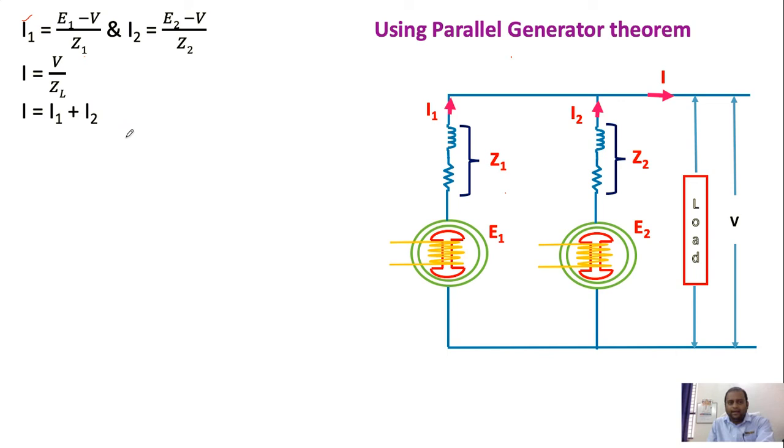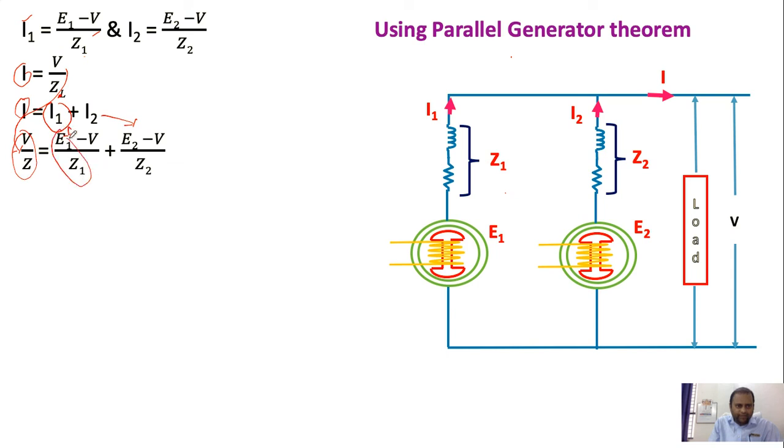And then V by Z. So instead of I here, you are substituting V by Z here. So just forget L, V by Z. And then I1 equal to this value, you are substituting over here, I2 equal to this value. Now what you do is, you write in individual terms, V by Z, E1 by Z1, V by Z1, E2 by Z2, V by Z2, and bring all the negative values to the left hand side. Then you get this equation, V by Z plus V by Z1 plus V by Z2 equal to E1 by Z1 plus E2 by Z2.